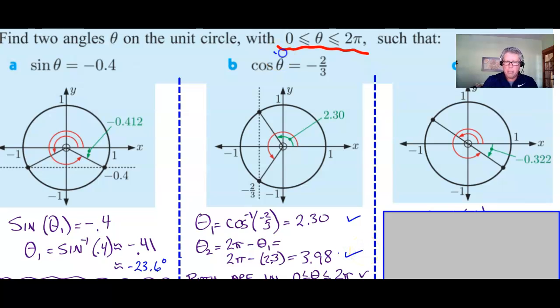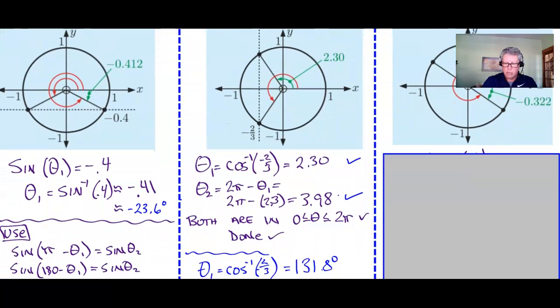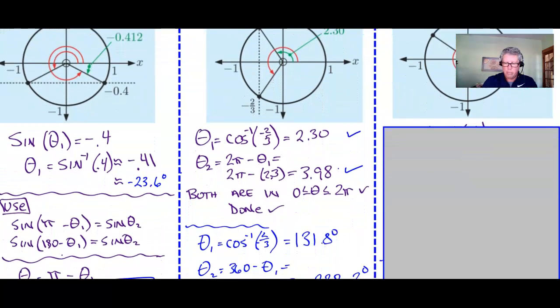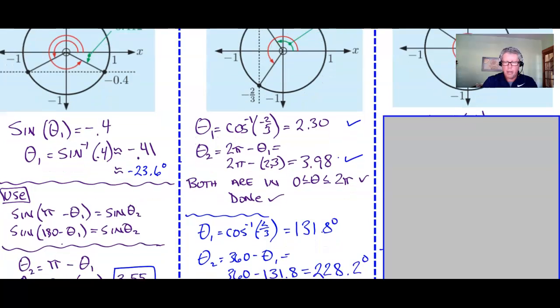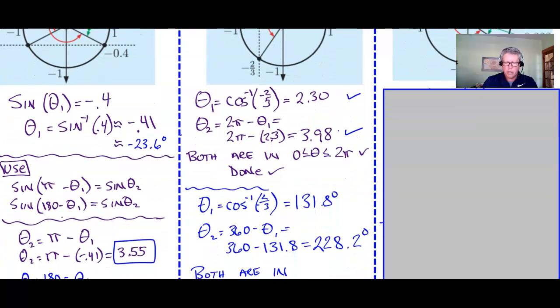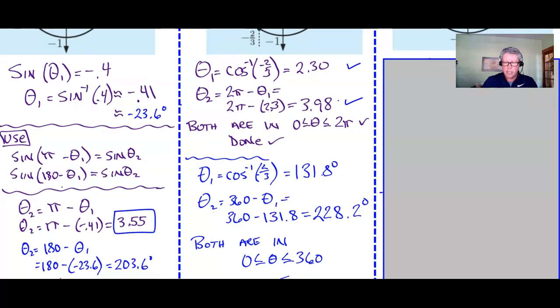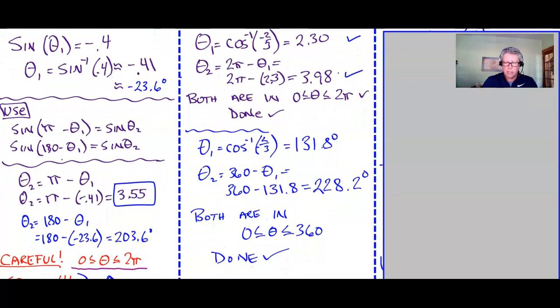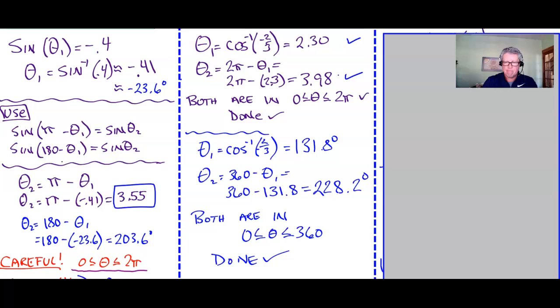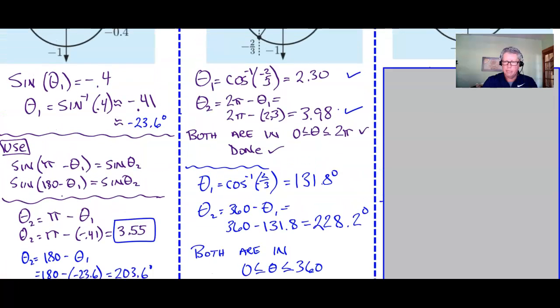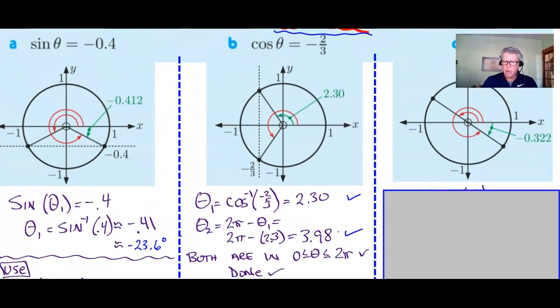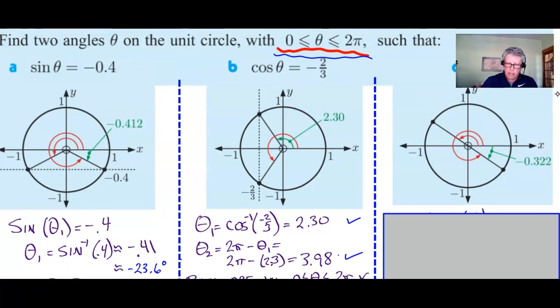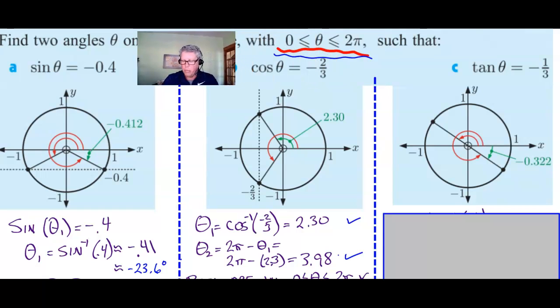And then are they both between 0 and 2 pi? Well, they sure look like it. So we're done. If we did it in degrees, inverse cosine, subtract from 360, both are between 0 and 360, and so we're done. All right, I know. It's like, come on, Sarah, you made this a little bit harder than it really is. No, it's all about consistency.